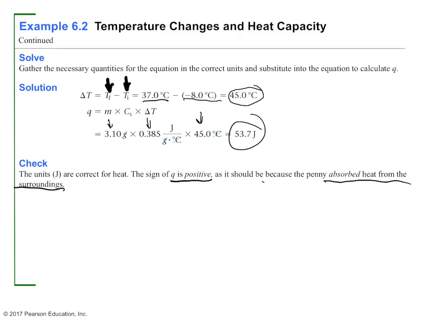from hotter to colder, that means that the final temperature will be lower than the initial temperature. Therefore, Q will end up being negative. And what happened is it put off heat. It gave off heat. Therefore, it's going to be a negative Q.